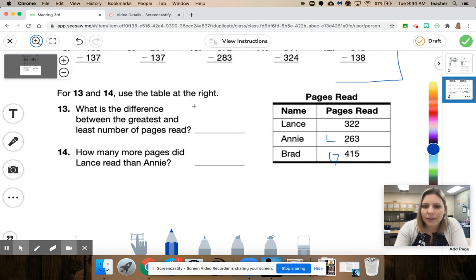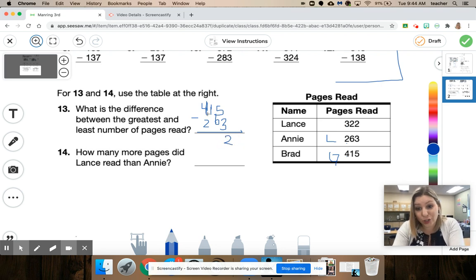I'm going to subtract 415. Oof, trying to use these online is kind of difficult. So if you want to use a pencil paper and take a picture, you go for it. Minus 263. All right, 5 minus 3. I don't need to borrow. I have 5. Boom. Take away 3, I got 2. Don't need to borrow for that.